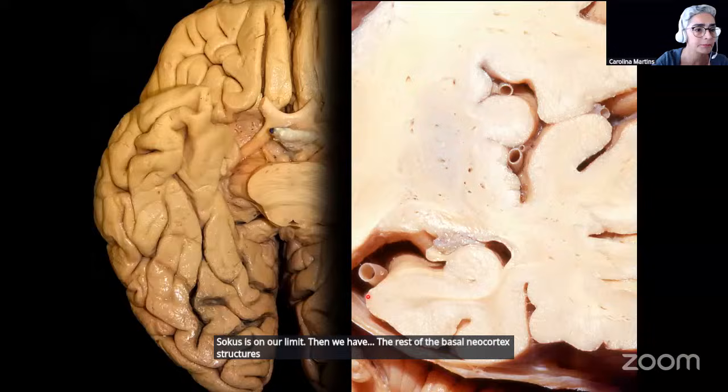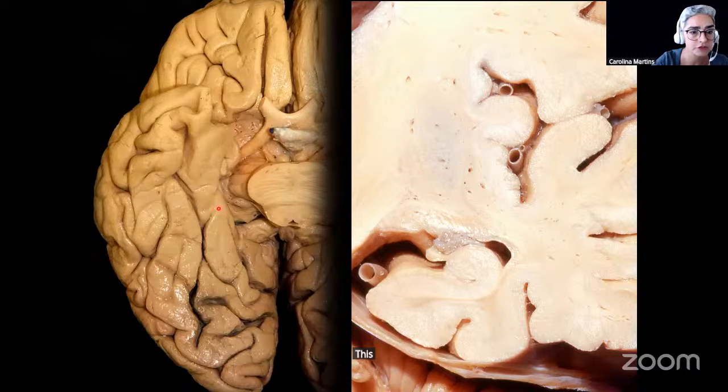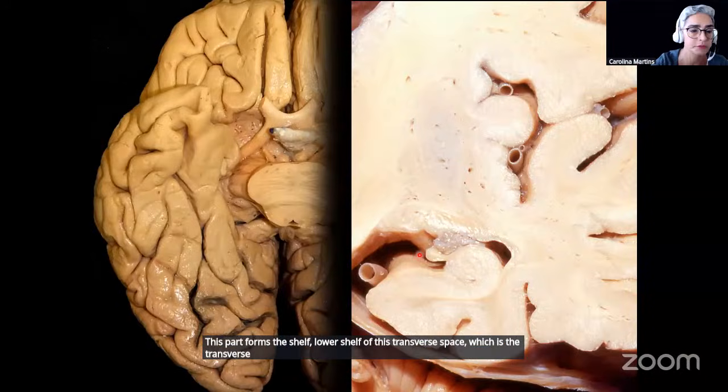Can we see above? Well, if we look at the most medial part of the parahippocampal gyrus, we don't have layers there, right? We have a space. This part forms the shelf, lower shelf of this transverse space, which is the transverse incisura of the brain, and contains a cisternal compartment, the ambient cistern. So there's no layers on top of this, only space.